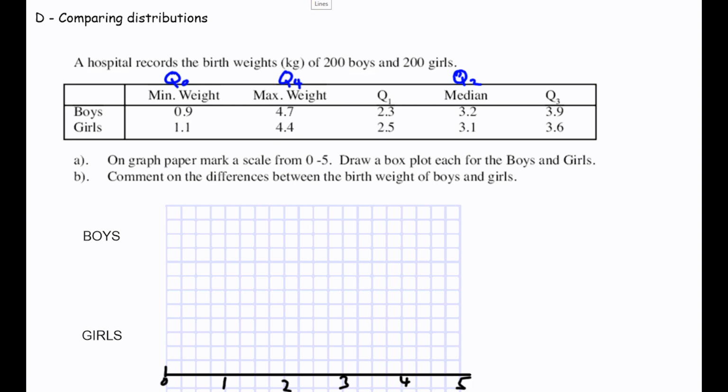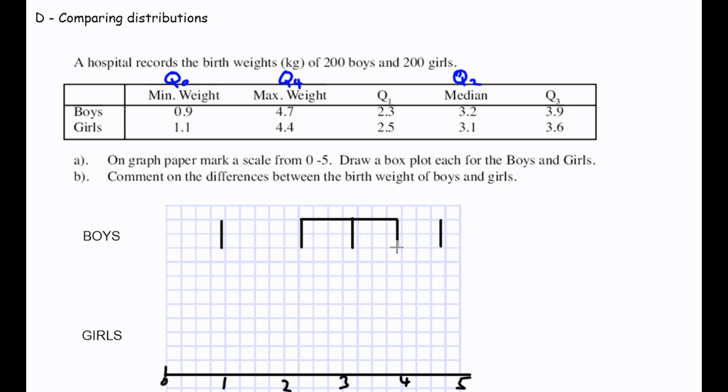So let's go ahead and produce the box plot for the boys. The minimum weight is 0.9. So this will be 0.75, this is 1, 0.9 is reasonably around about there. The maximum is 4.7. The median is 3.2. The lower quartile, 2.3. And the upper quartile, 3.9. Those 5 things have been marked off. Let's actually turn it into a box plot.